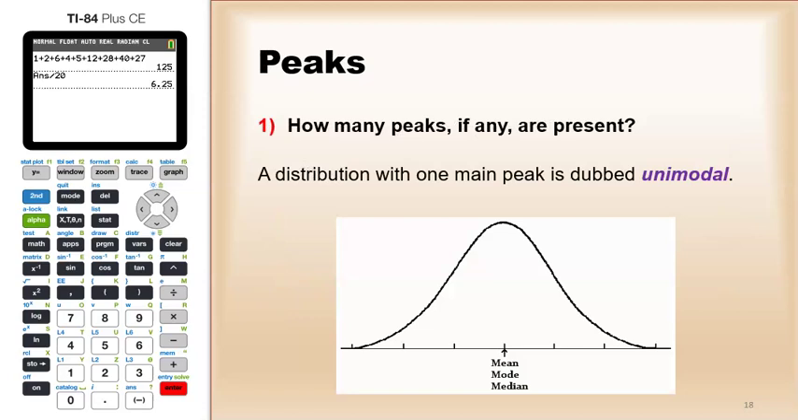Well, first off, how many peaks, if any, are present? Now, if a distribution has one main peak, we call that unimodal. And for this graph here, unimodal, often the mean, median, and mode are all the same. So unimodal is kind of the ideal type of graph. This is what we like to see.